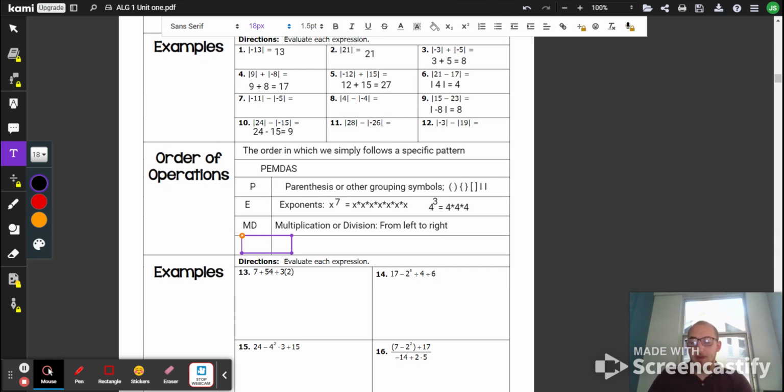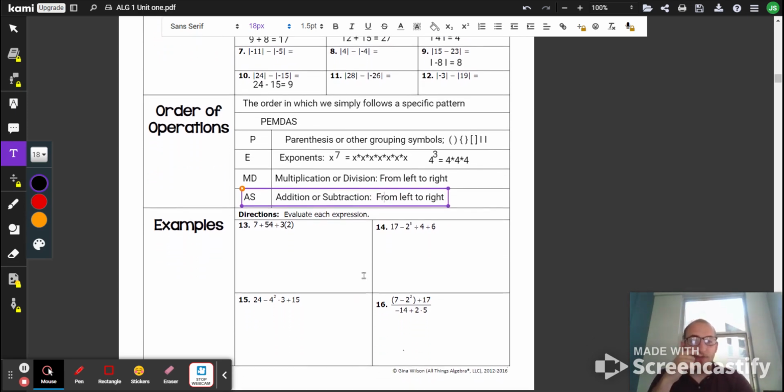And then lastly, we have AS, which you can think of as addition or subtraction. And then again, this is from left to right. We go over a lot of these examples in class, but I can run through a few right now.